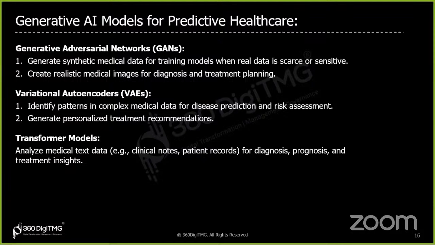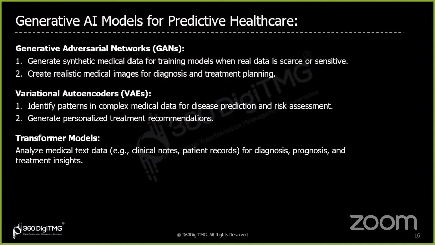Okay, generative AI models for predictive healthcare. So you have generative adversarial networks. These basically will generate synthetic medical data, and they will help you train the models. Okay, because real data is very sensitive. Privacy, you cannot really expose the real data. So because of that, you can generate simulated data. Okay, you can create realistic medical images for diagnosis and treatment planning.